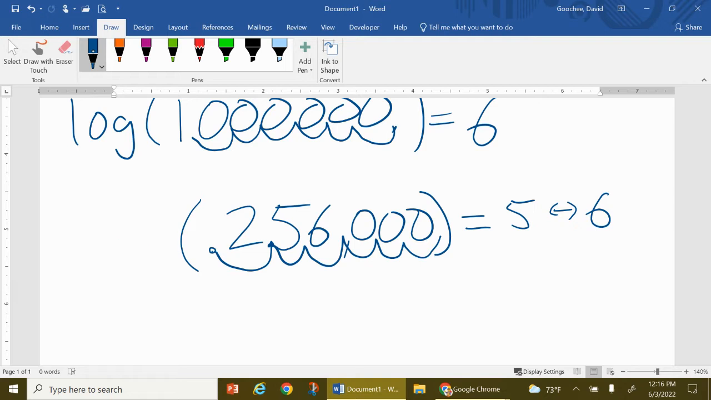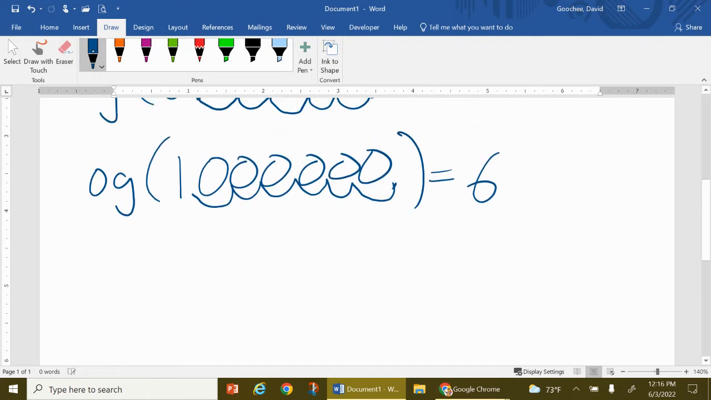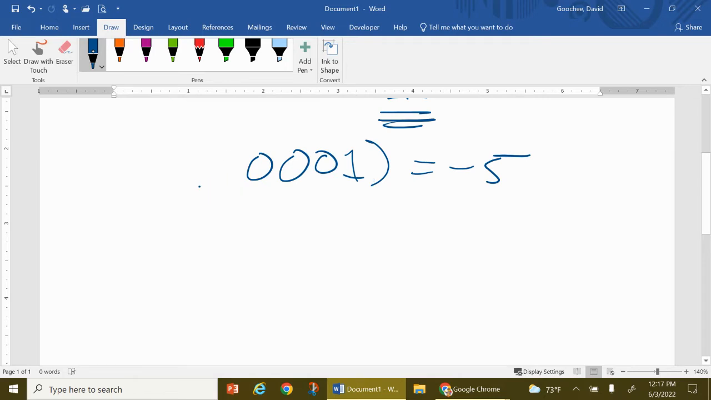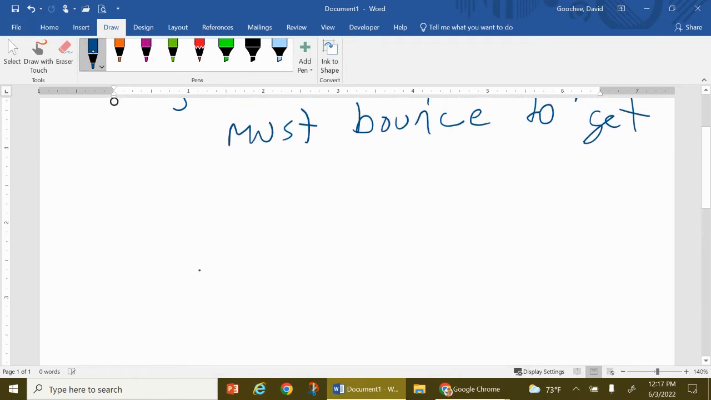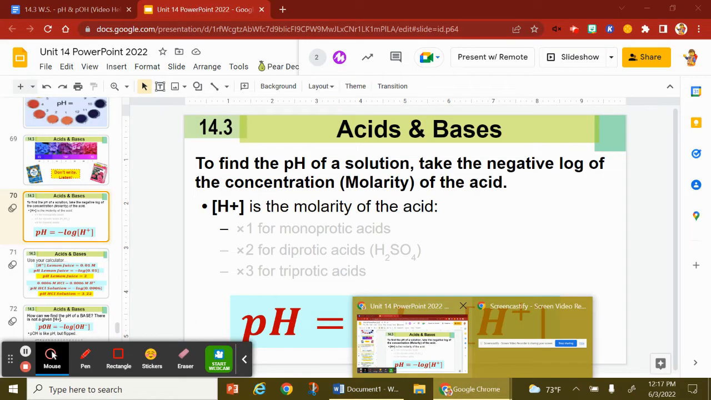Okay, now this is just Mr. Gucci's help visualizing logs. So we're going to use this now, and we are going to calculate the pH of various acids and bases. All right, so let's take a look at this worksheet. I'm doing the odds on this worksheet.